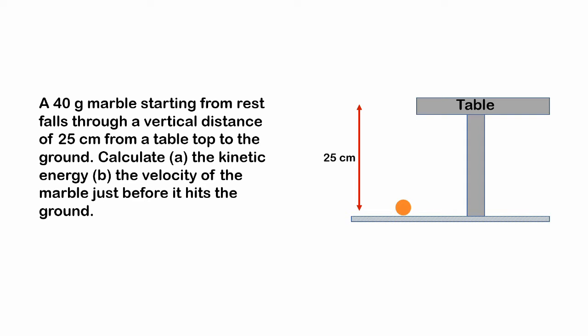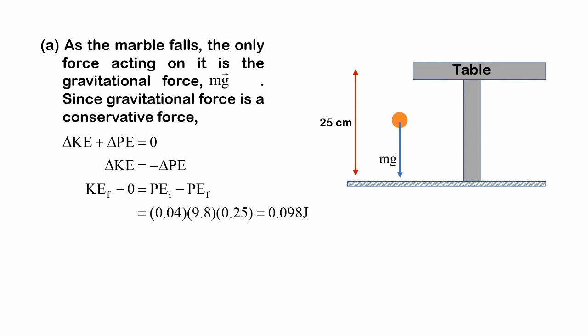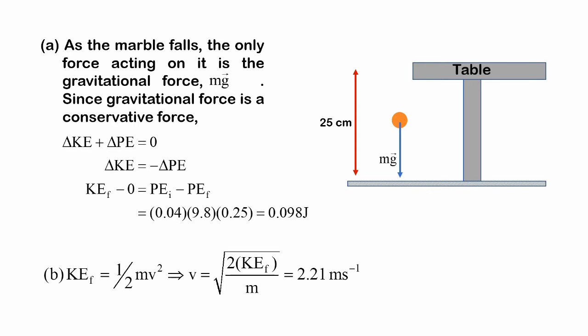As the marble falls, the only force acting on it is the gravitational force, mg. Since gravitational force is a conservative force, change in kinetic energy, delta KE, plus change in potential energy, delta PE, equals 0. The potential energy of the marble, due to its position, is converted to kinetic energy of 0.098 joule. The velocity of the marble, just before it hits the ground, is 2.21 meter per second.